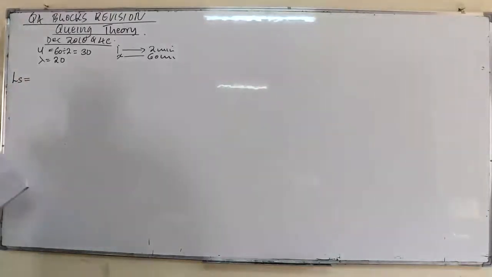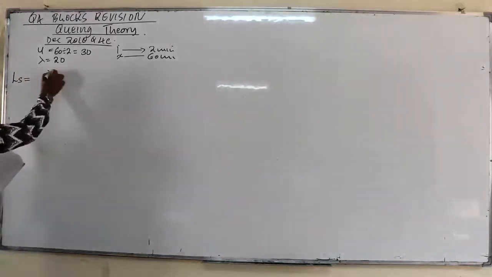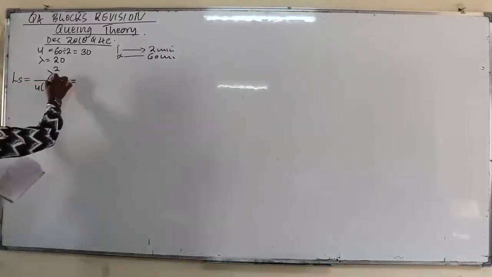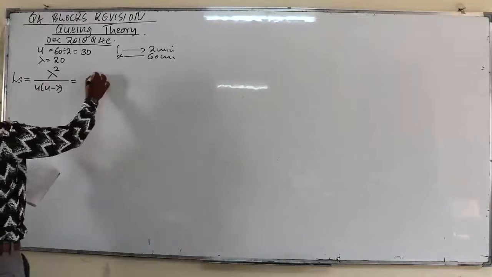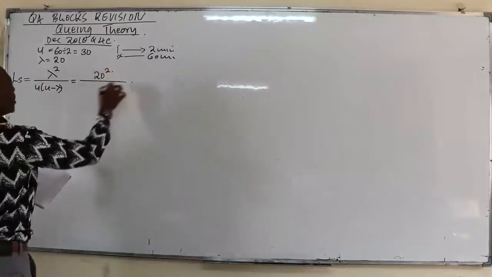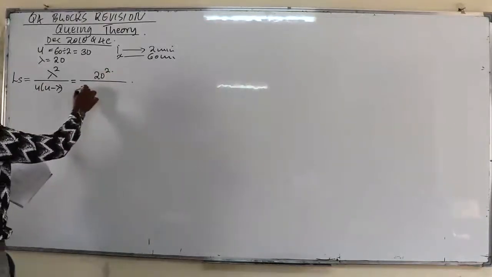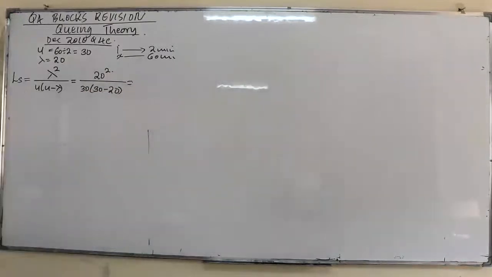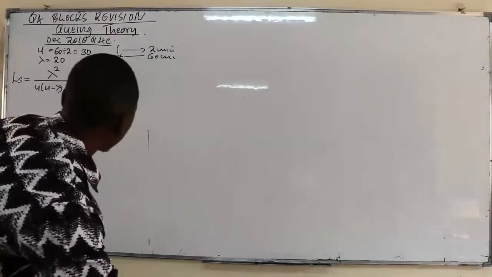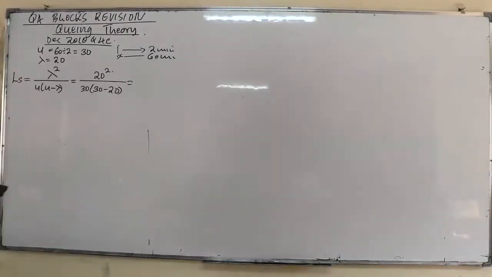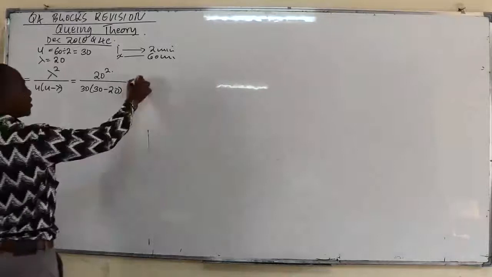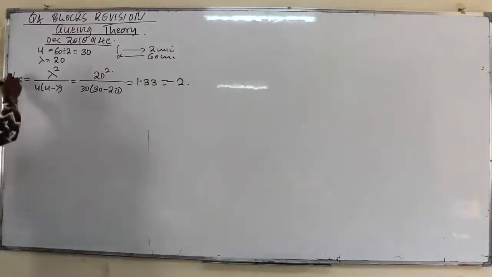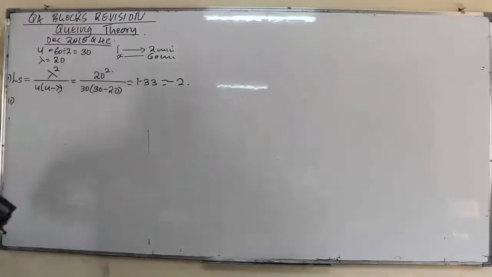And how do we get the items in the system? It is lambda squared over mu times mu minus lambda. Our lambda, the arrival rate, is 20, so you take 20 squared, divide by 30 times 30 minus 20. In that case, 400 divided by 300, so 4 over 3, you get 1.3. It's approximately 2 clients. That's number 1. Let's go to number 2.